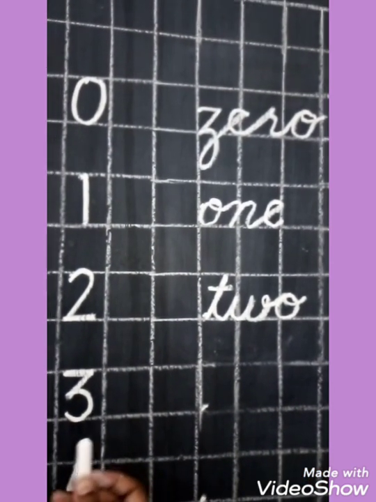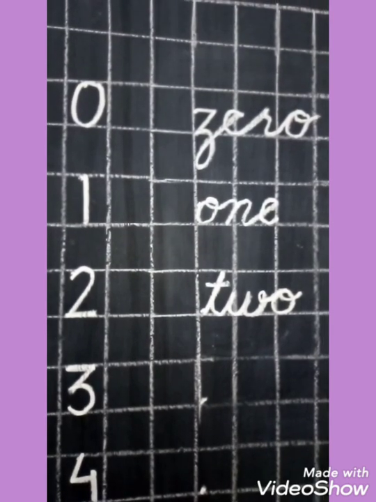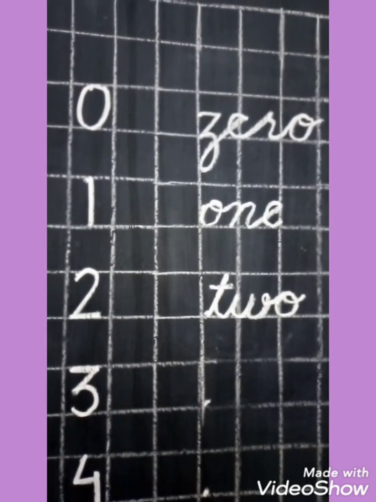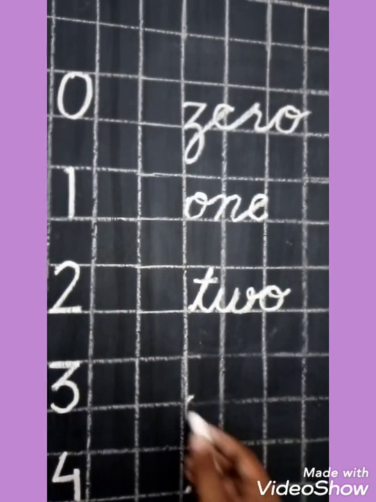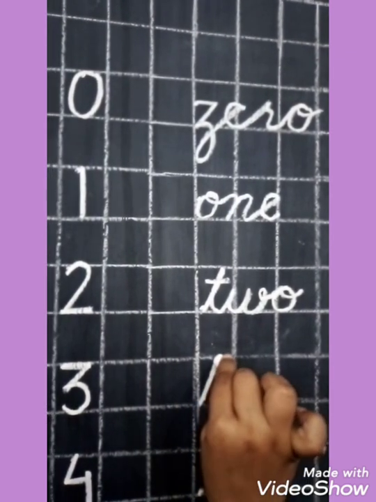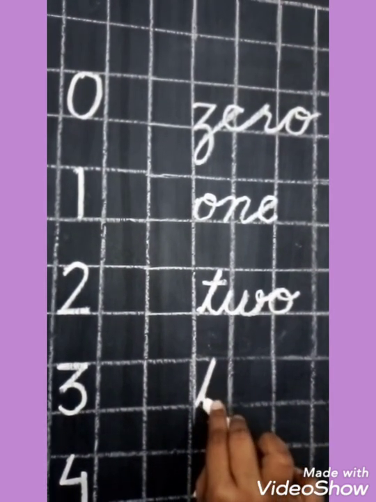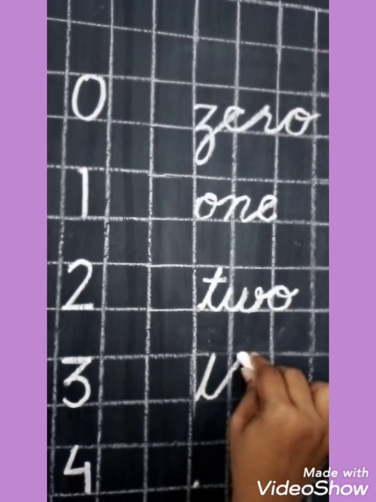T-W-O, 2. The next number is 3. The spell of 3 is T-H-R-E-E, 3. Learn again. T-H-R-E-E, 3. Now put the pencil on the given dot. Like 2, you have to write down T here. Make T. Make tail of T. Go up. And touch the block.